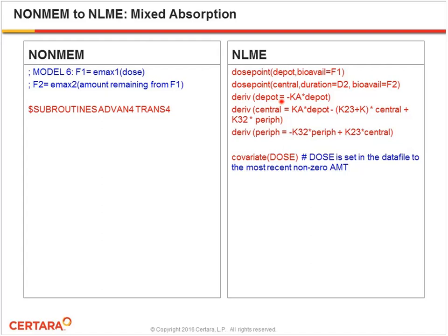So this is a typical absorption compartment with an absorption rate constant. This is for the central compartment, and you see it uses micro constants that define the flow between the compartments. And then here's a differential equation for the peripheral compartment. In this case, we set up dose as a covariate so that we can directly read this into the code in the data file. So you don't need the dosing records.